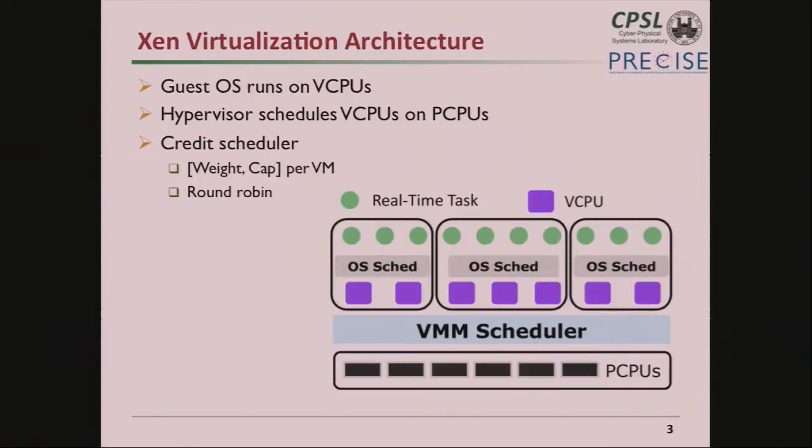By default, Xen provides a credit scheduler. The resource interface has two parameters, the weight and cap per virtual machine. Weight represents the relative resource share you will get, and the cap is the upper bound limitation for it. And underneath it, it's a round-robin scheduling scheme, which means A, B, C, and then go back to A, B, C. You take turns.